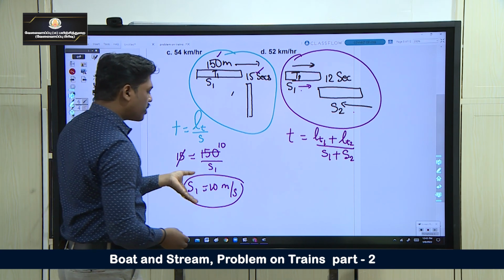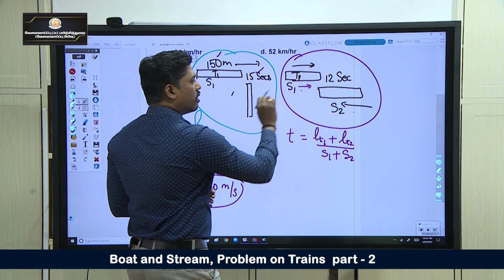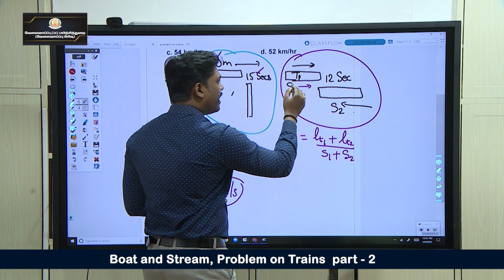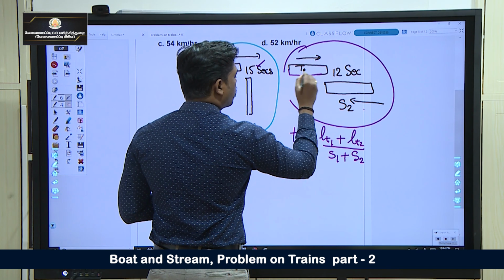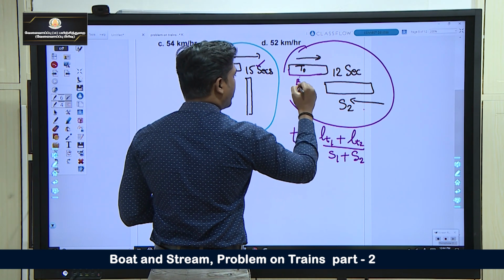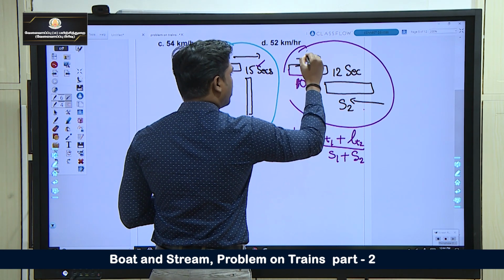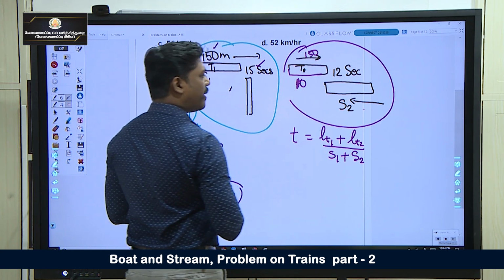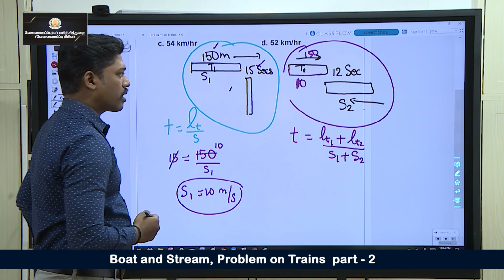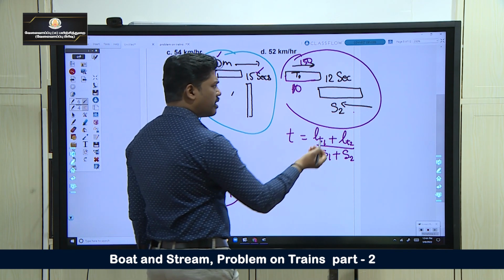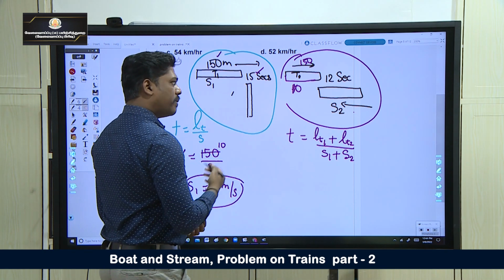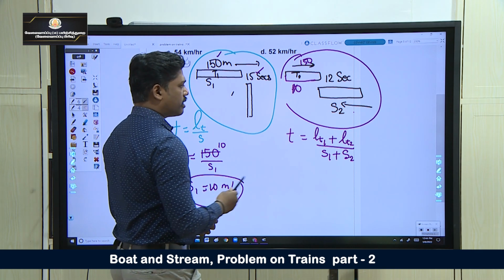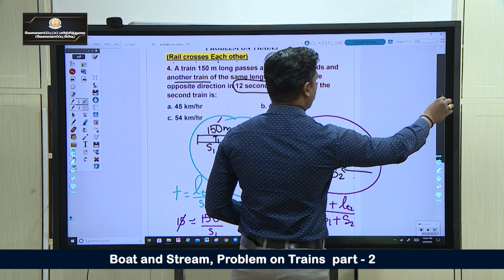So now the same train is moving at a speed of 10 meter per second. The train length is 150 meter. It crosses another train moving in the opposite direction in 12 seconds.